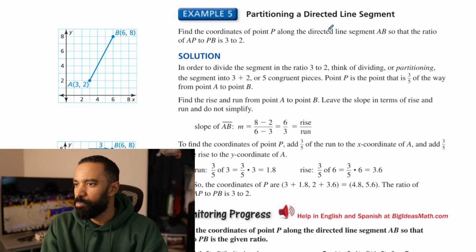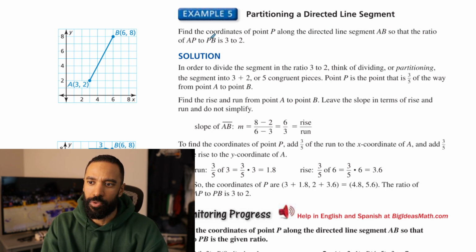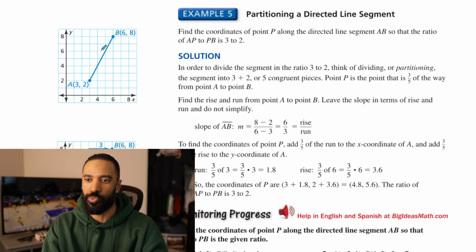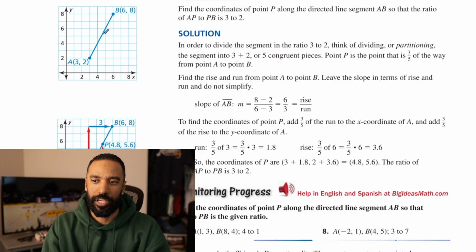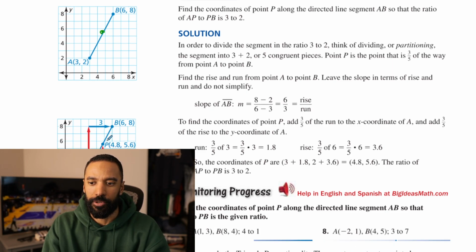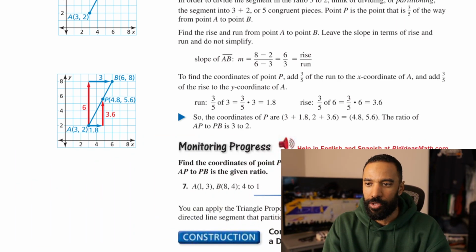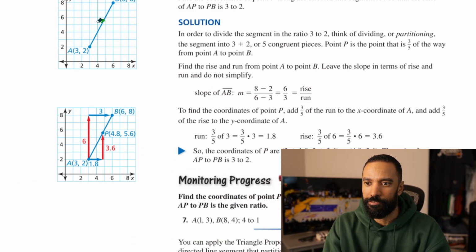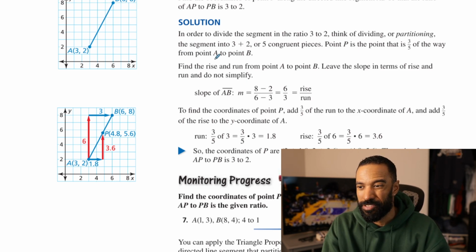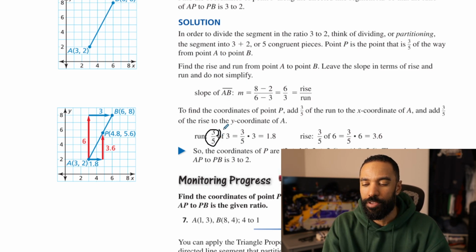Find the coordinates of point P along the directed line segment AB so the ratio of AP to PB is 3 to 2. Gotcha. So they're coming up with some point that's going to be on here so that you have that 3 to 2 ratio. You want to try and find, I guess, 3/5 of the way. Yeah, 3/5 of the way over.